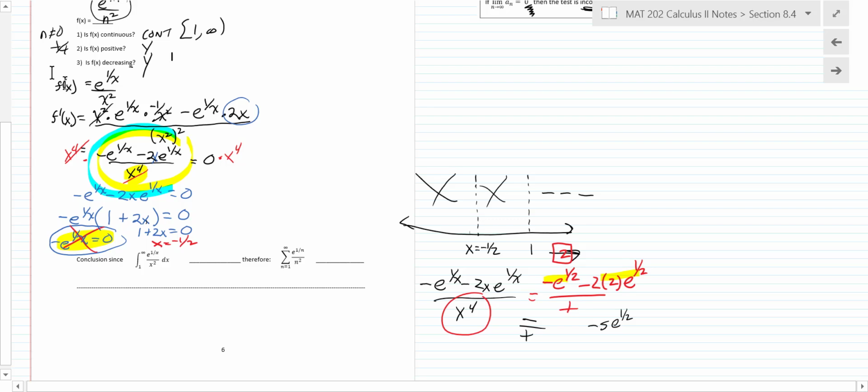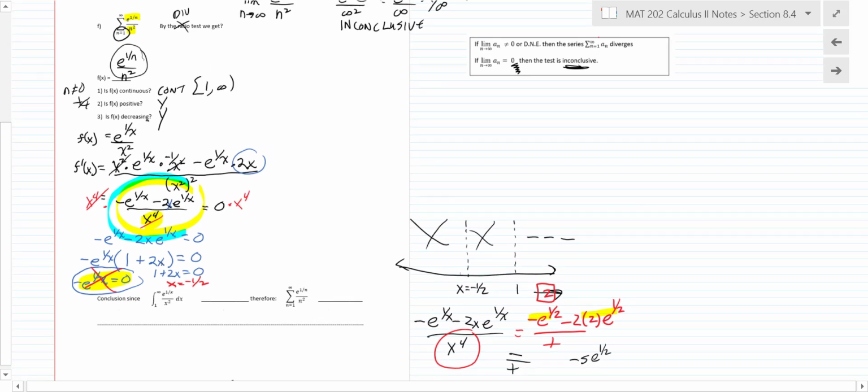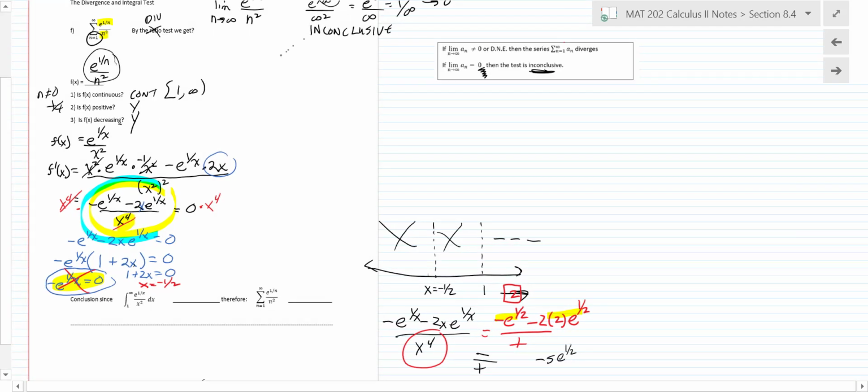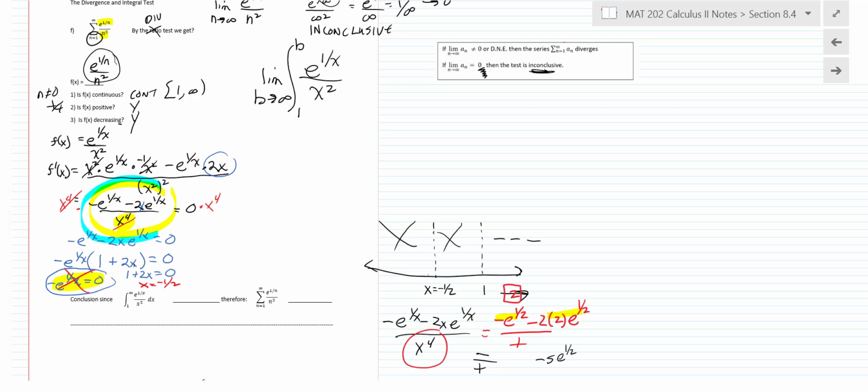All right, now let's do the integral test because we know we can do that now. What we want to look at here is the limit, again, as b goes to infinity of e to the 1 over x times x to the 2nd, and then we're going to do the integral from 1 to b like that, okay? So let's think about how we're going to do the integral. What do you think about this integral as far as a technique?